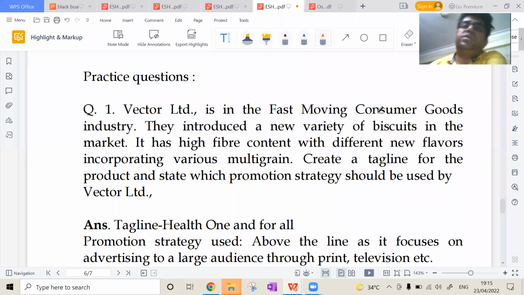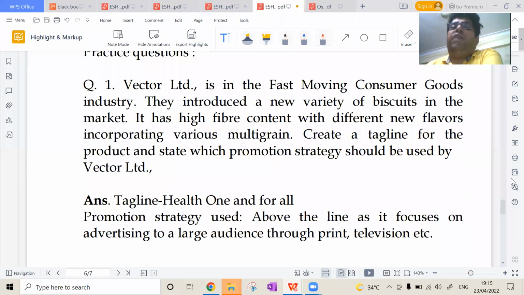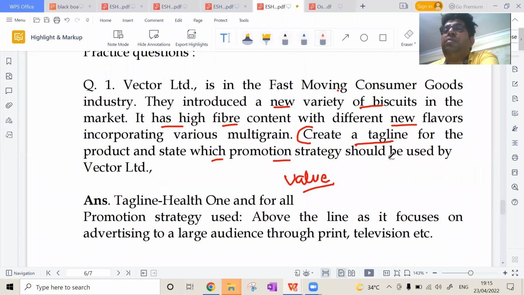See now what are the questions? Just see that. Baxter Limited is a fast-moving consumer good industry. They introduced a new variety of biscuits in the market. It was high fiber content with different new flavors. Now you have to create a tagline. See, this is value-based. You can create a tagline of your own. This will be changing from person to person, from student to student. So create a tagline for the product and state which promotion strategy should be used.